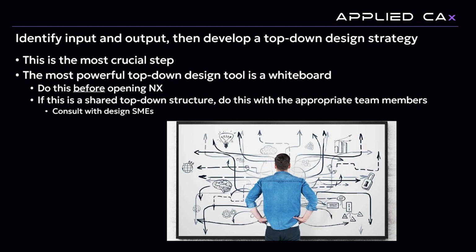When you're creating the structure of your top-down design assembly, you need to start with the whiteboard, start by planning. This is a very crucial step. It's one of the most powerful, thinking it out instead of just jumping in. Do this before opening NX and define your groups. If they're not something you already have in Team Center, then get those into Team Center so you have the right rules. And consult with the design SMEs, get their input.